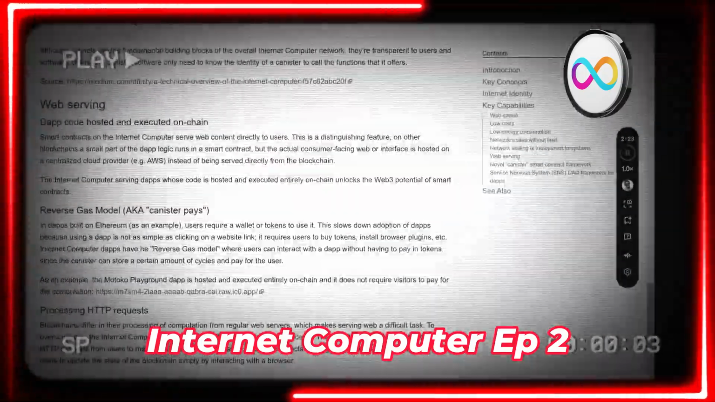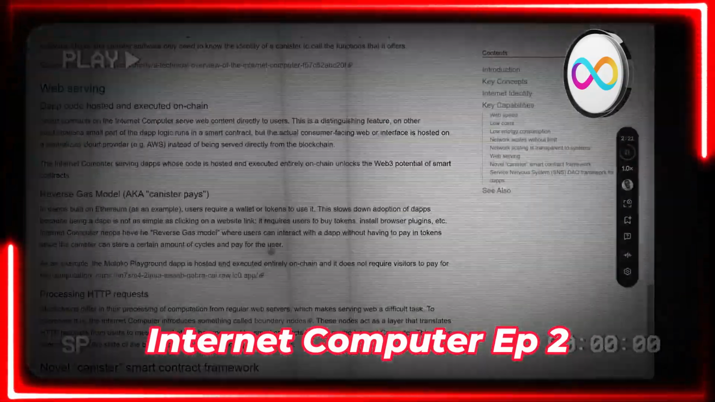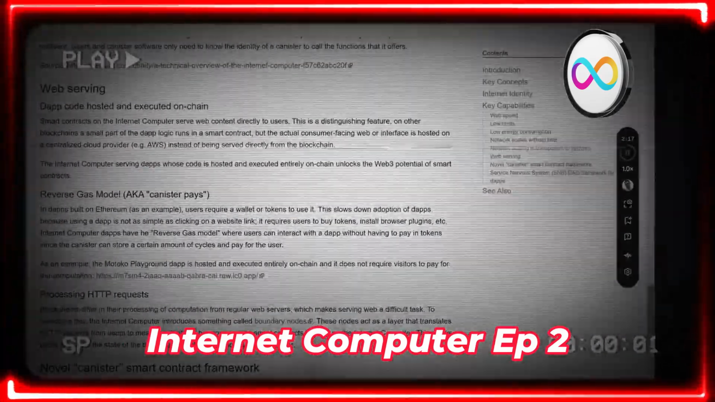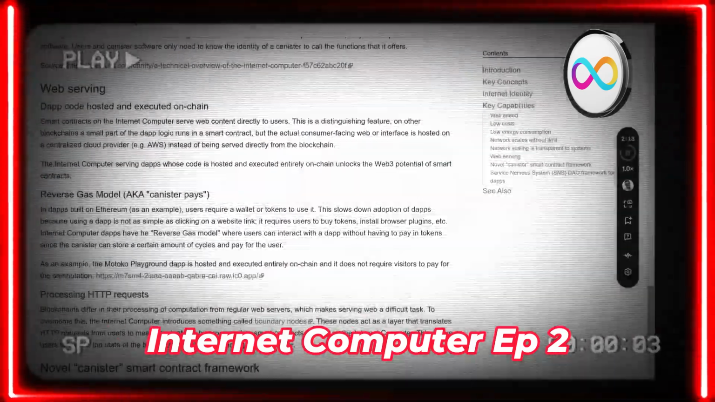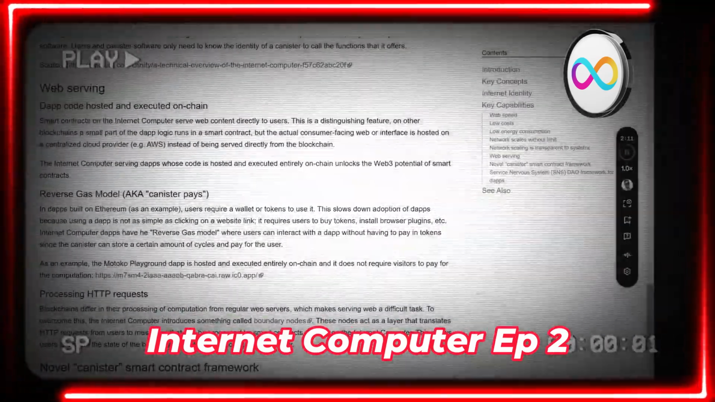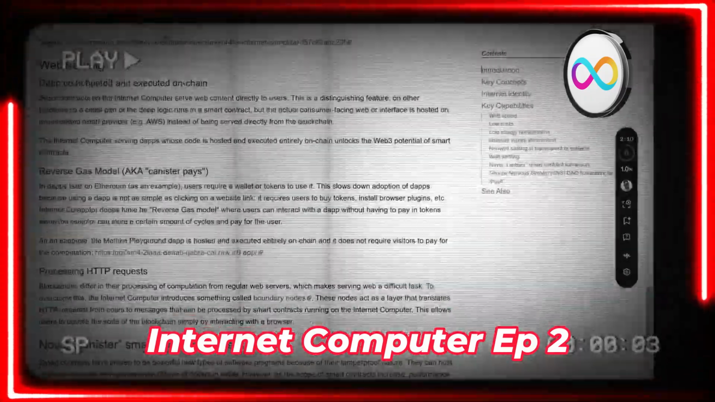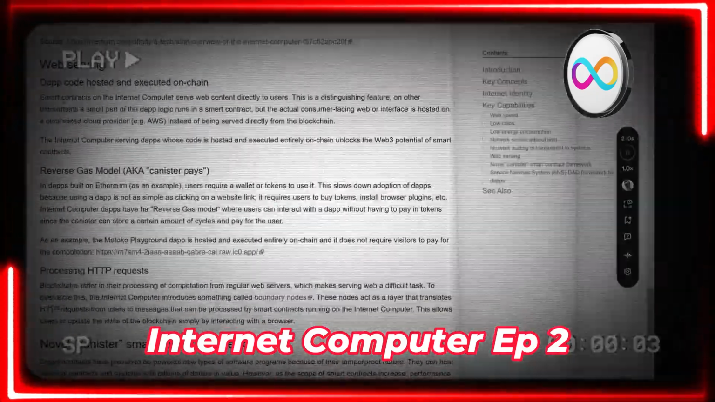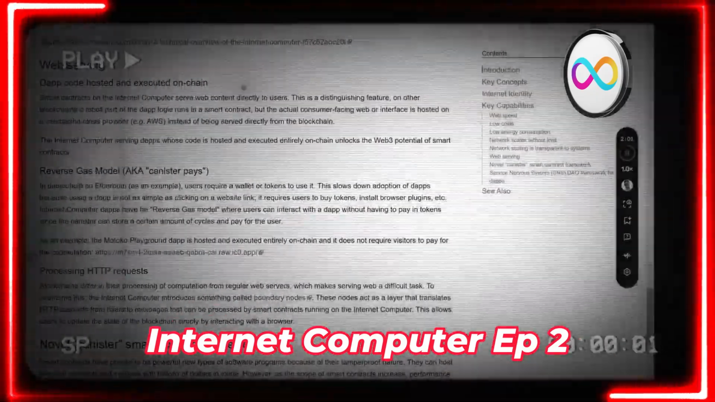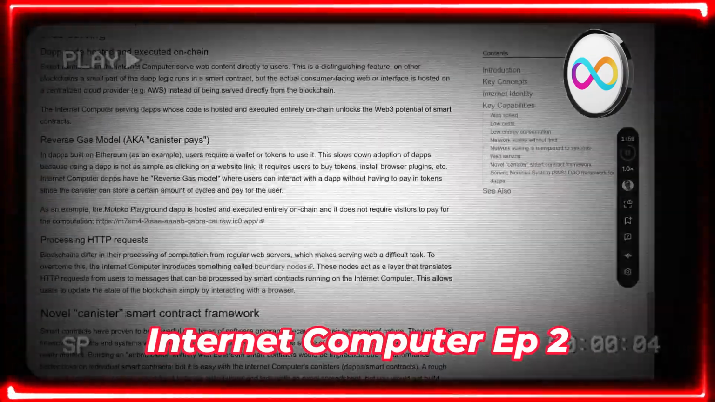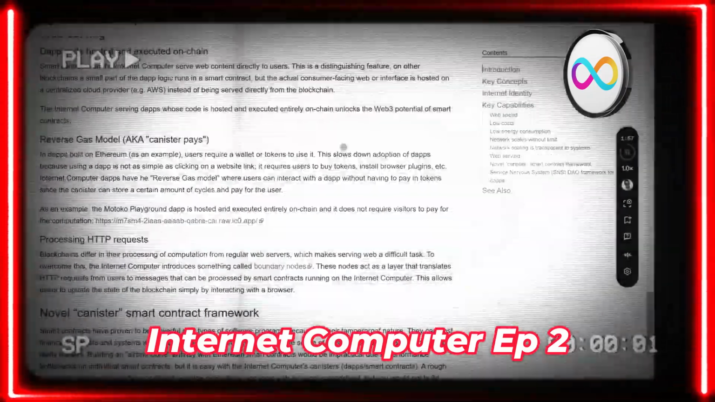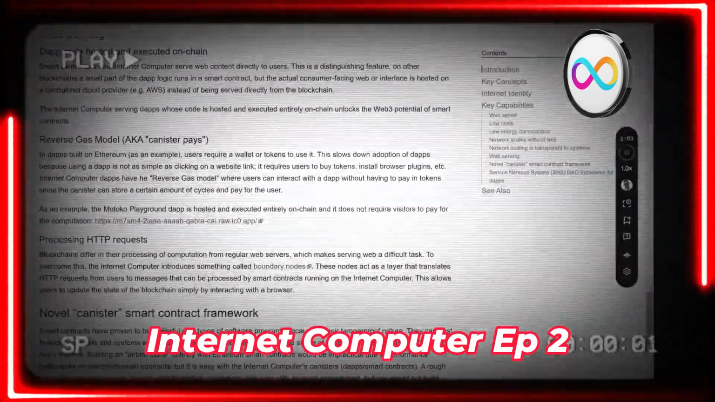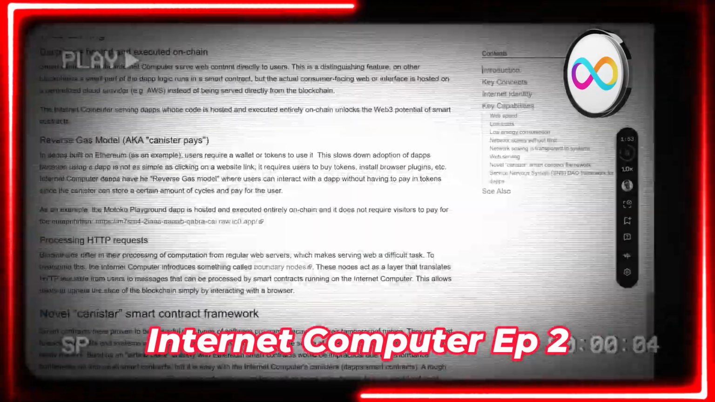Reverse gas model, aka canister pays. In dApps built on Ethereum, as an example, users require a wallet or tokens to use it. This slows down adoption of dApps because using a dApp is not as simple as clicking on a website link. It requires users to buy tokens, install browser plugins, etc. Internet Computer dApps have the reverse gas model, where users can interact with a dApp without having to pay in tokens, since the canister can store a certain amount of cycles and pay for the user. As an example, the Motoko Playground dApp is hosted and executed entirely on-chain, and it does not require visitors to pay for the computation.